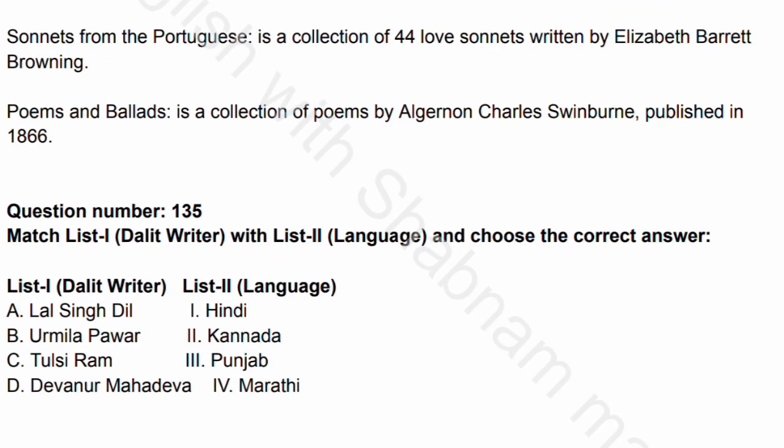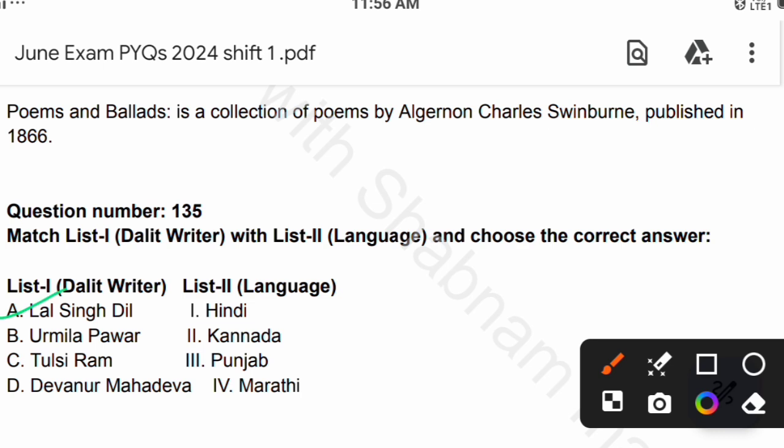135, you have Dalit writers. Do not miss. I have prepared notes on Dalit writers. I will post a separate video on this because these are now highly important. In the first list you have Dalit writers and in List 2 the language to which the writer belongs or is categorized. Option A you have Lal Singh Dil, Urmila Pawar, Tulsi Ram and Devanur Mahadeva, and Hindi, Kannada, Punjabi and Marathi. So what could be the correct answer?